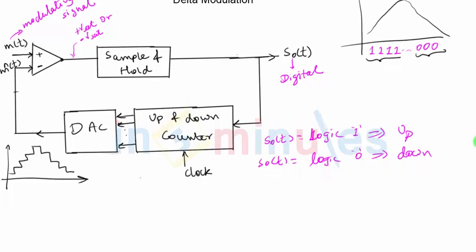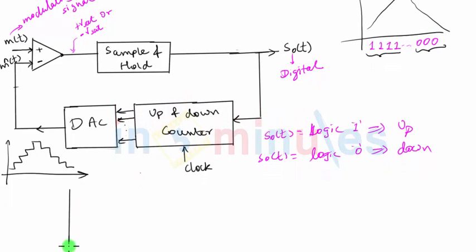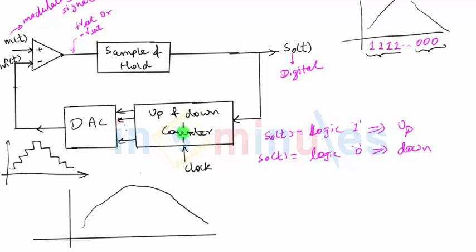So everything becomes very clear now. If I consider some signal m of t, let's say this is my signal m of t. In the beginning, the output of the counter will be 0. The counter will be in reset mode, so the counter will start from all 0. And the output of the DAC in that case will also be 0.